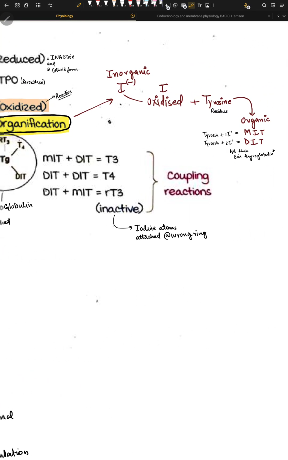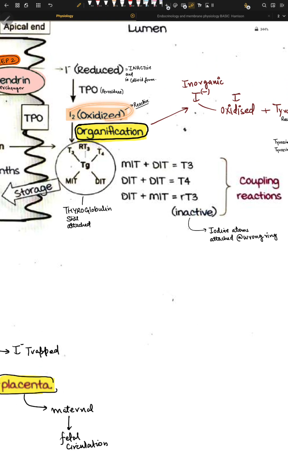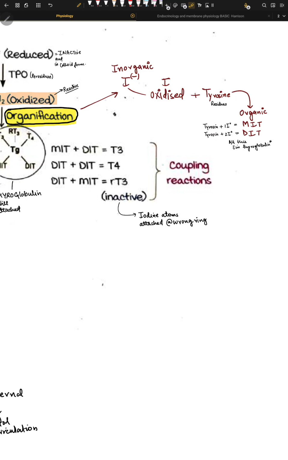Now this MIT and DIT go into something called a coupling reaction, right? So the first reaction was oxidation of reduced iodide. Later, this oxidized iodide undergoes organification where MIT and DIT are formed. And now this MIT and DIT are going under coupling reaction. Why do they call it coupling? Because they are getting coupled, it means they are forming a group. So MIT plus DIT, 1 plus 2 equals 3, we get T3. DIT plus DIT, 2 plus 2 equals 4.